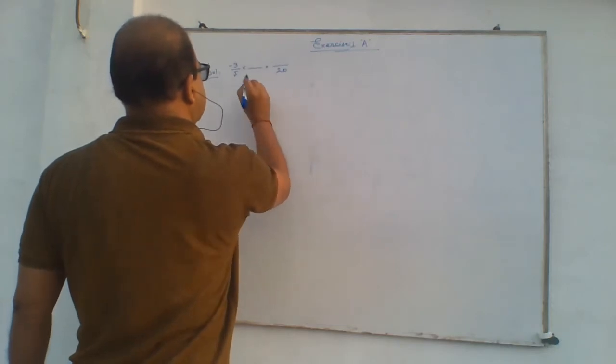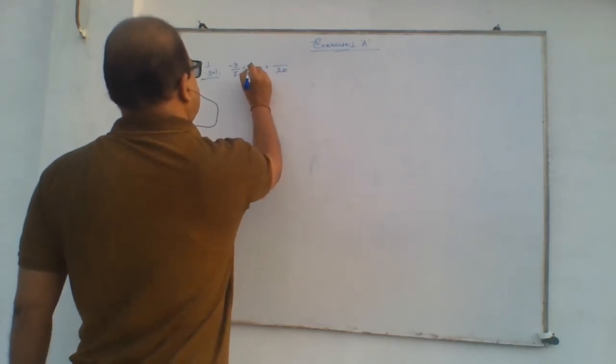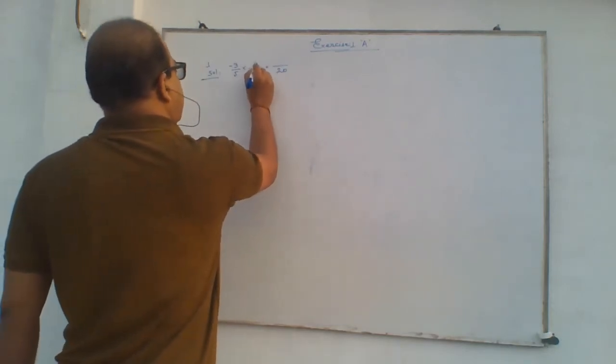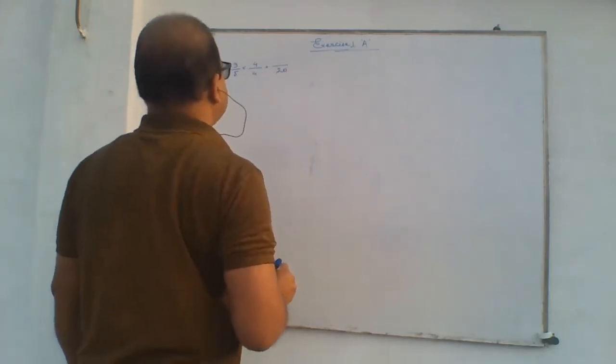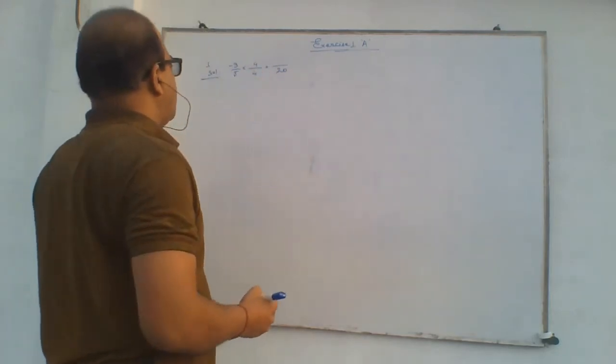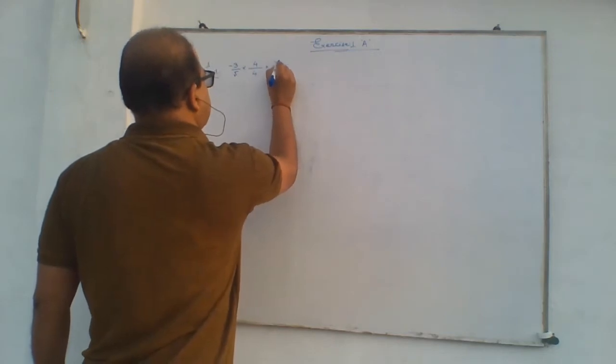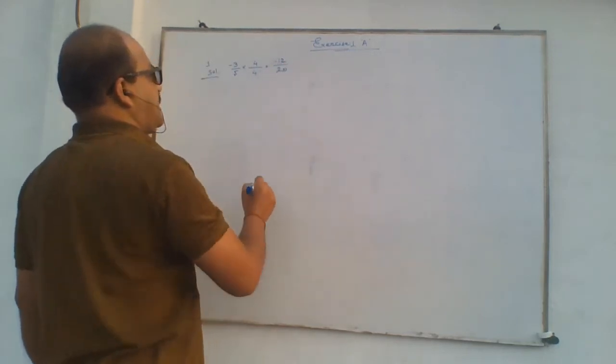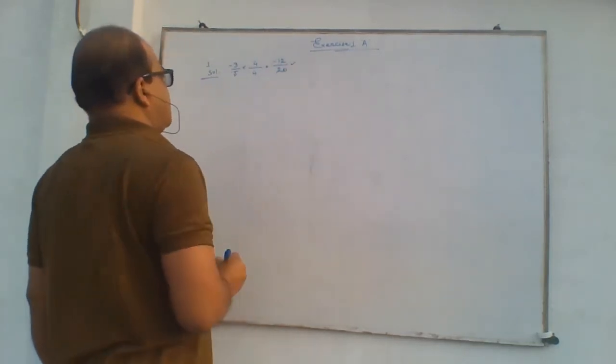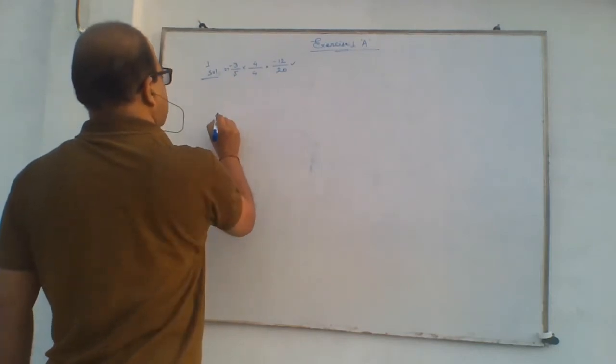5 fours are 20. So numerator and denominator, both will be multiplied by 4. Here we will get minus 12 by 20. This is the answer. Next question.